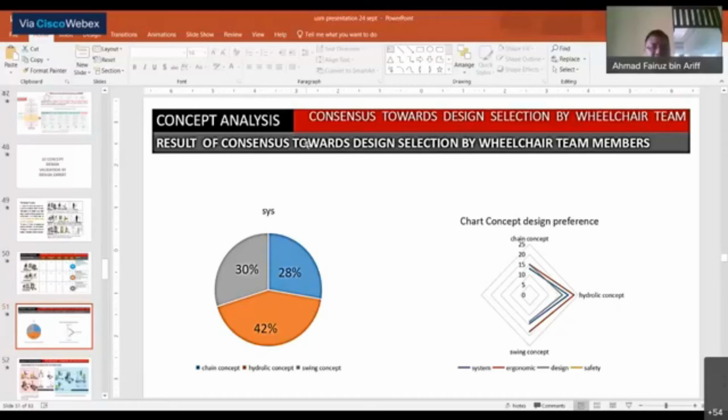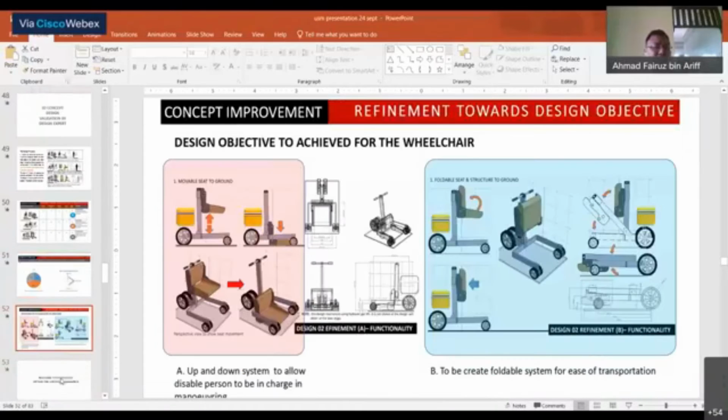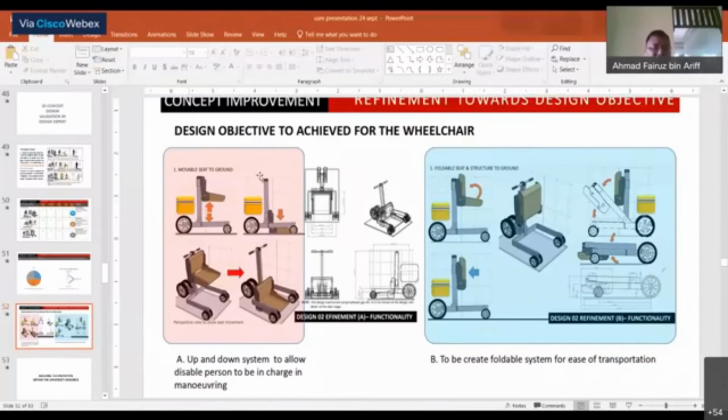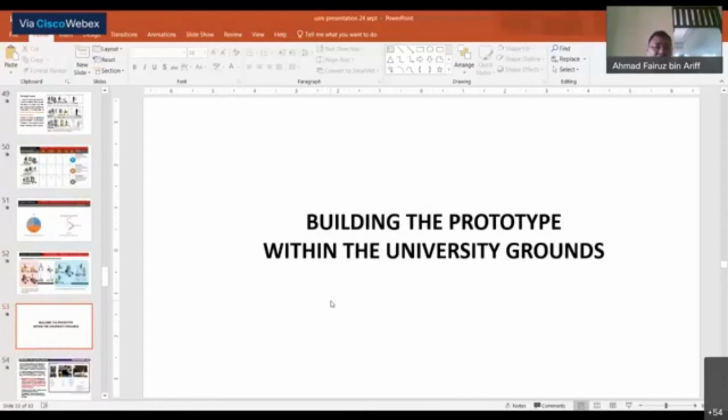The result of the consensus and selection by the wheelchair team members resulted in two areas: it must go up and down, and it must be easy to transport, which means it must be foldable. So this is our aim: building the prototype within the university grounds.